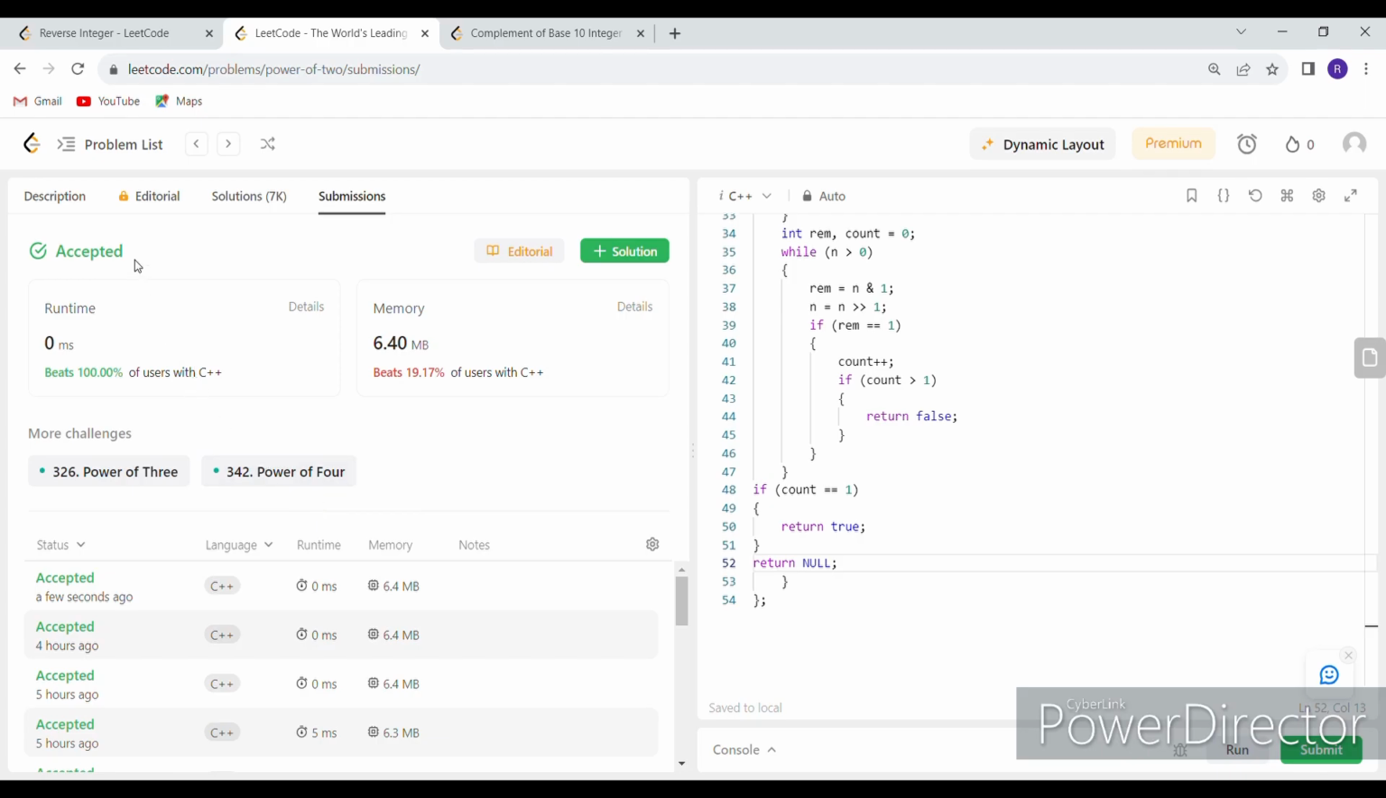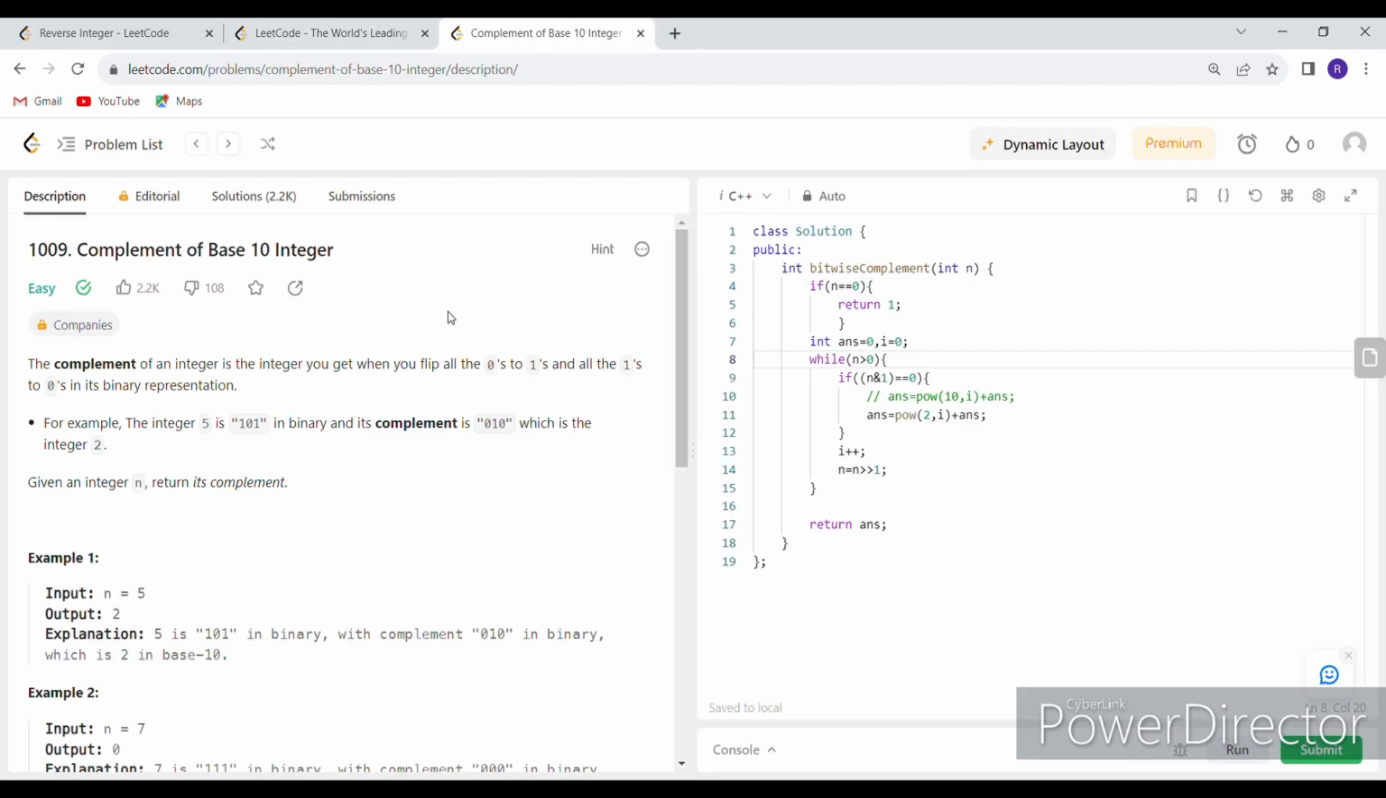So the solution is accepted. Yeah, so we have solved this question also. Now let's move to finding complement of a base 10 number.